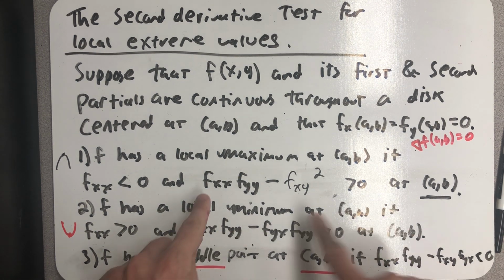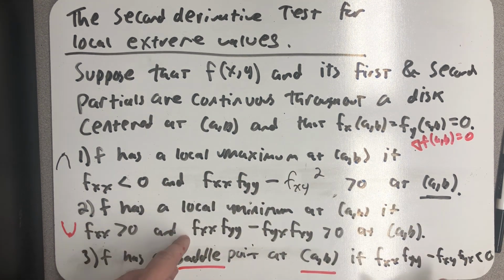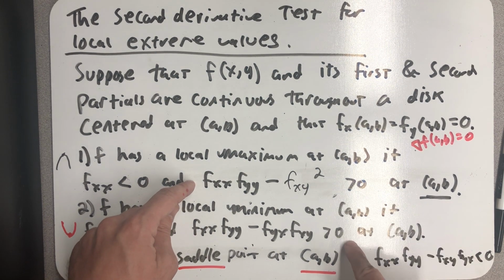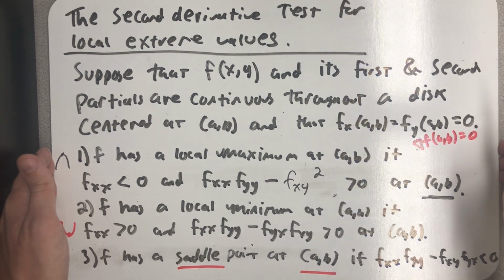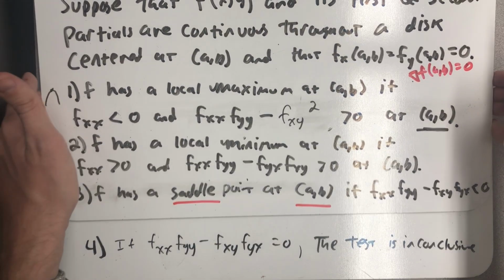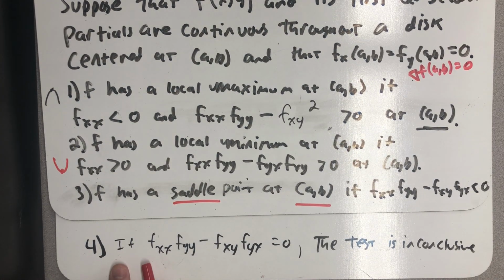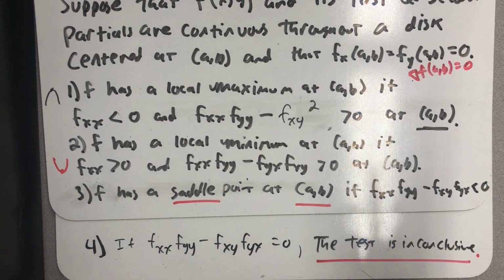So when I look through this, the calculation is repeated 3 times, bigger than 0 in these two, less than 0 in this one, and that seems like I'm missing one because there's actually a fourth statement. If this calculation works out to be exactly 0, then the test is inconclusive. We actually can't conclude anything. There might be a min, there might be a max, there might be a saddle point, there might be nothing. We have no idea when that happens. We have to investigate it using other methods.